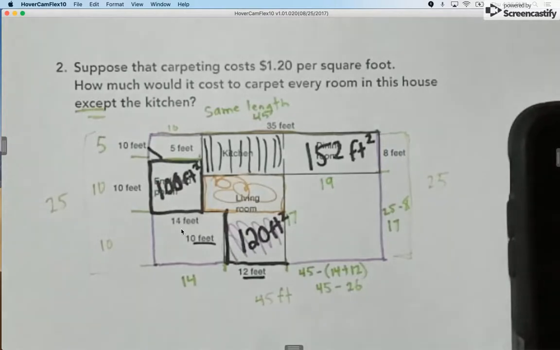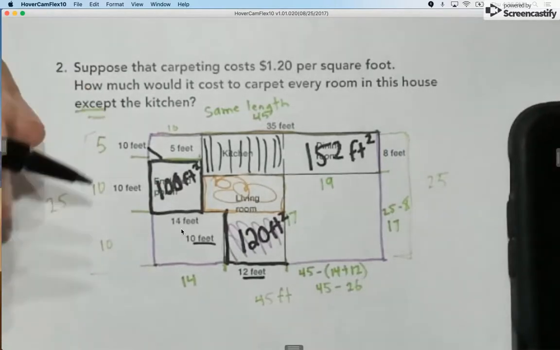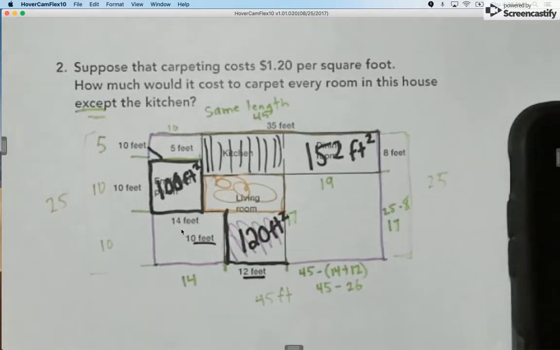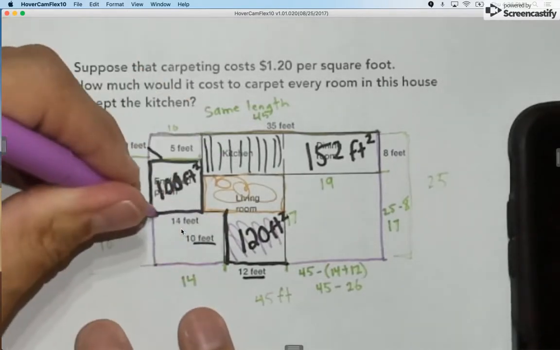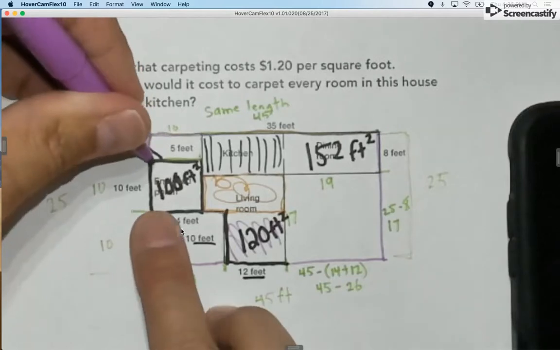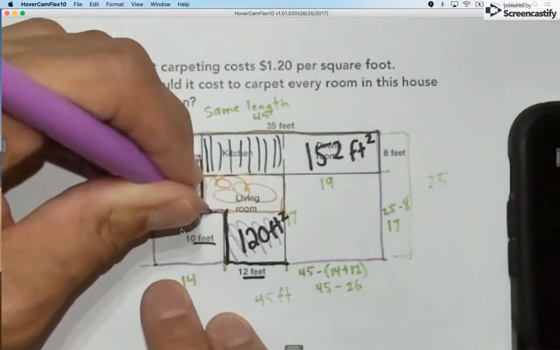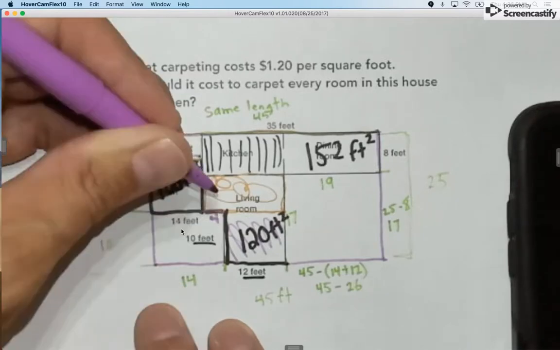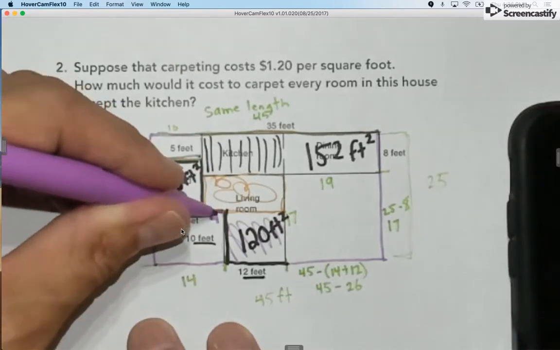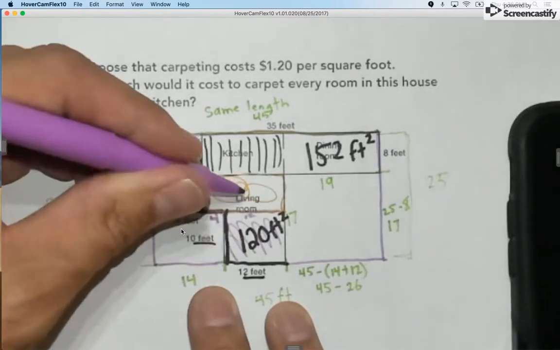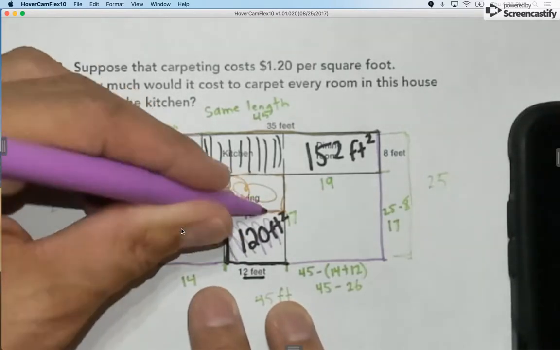The orange one, the super tricky one, all right, hear me out. Almost there. This whole thing is 14 feet. Up here is 10 feet. That means this little bitty part right here is 4 feet. Since that's 4 feet, and the rest of this is 12 feet, this dimension, this length is 16 feet.